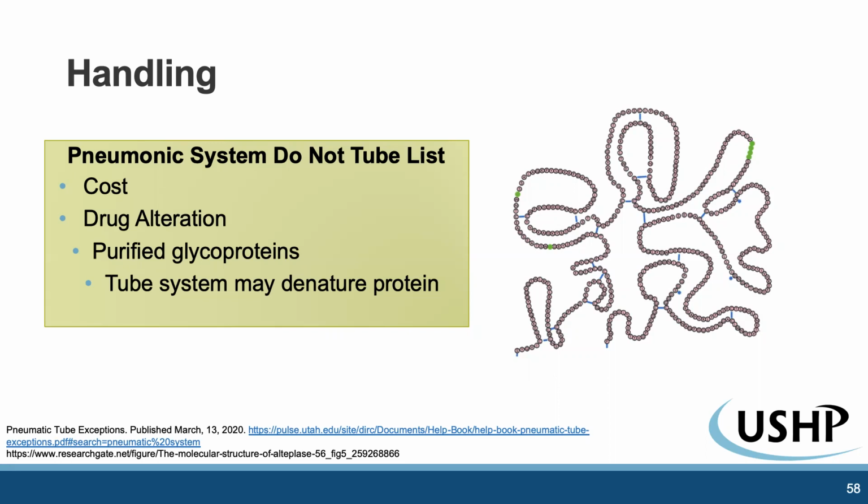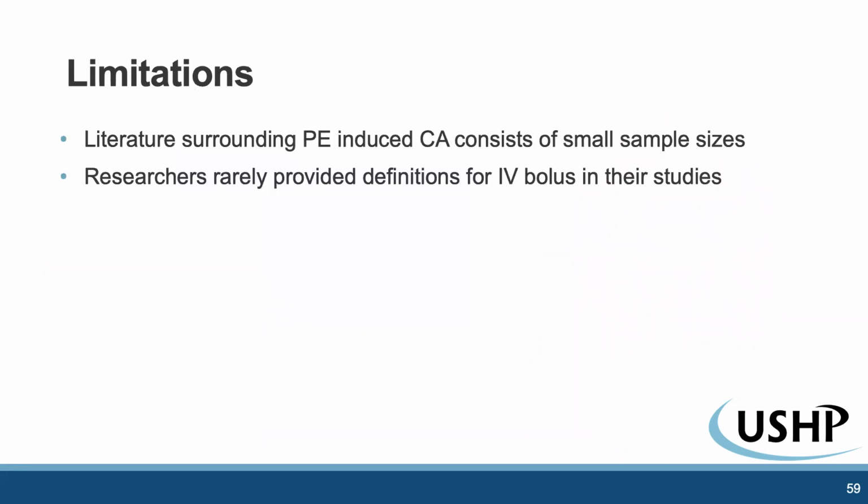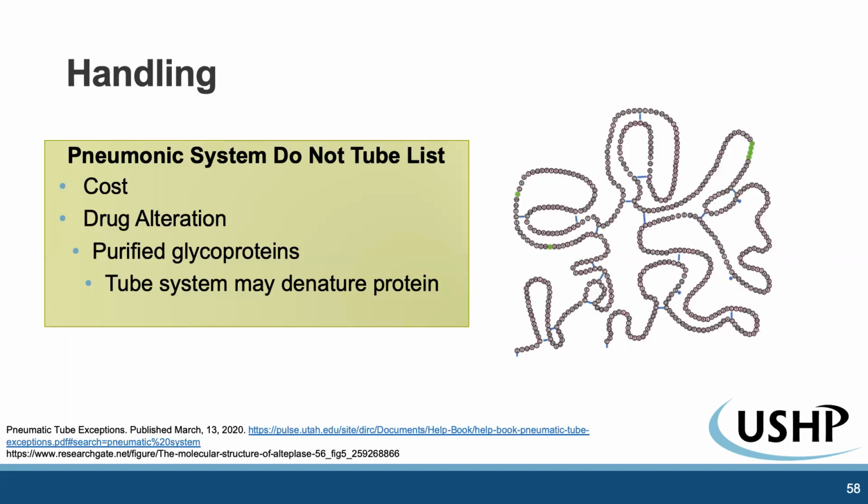And so fibrinolytics are purified glycoproteins. And so anytime you have a glycoprotein, or rather a medication that has this very large protein structure, it is a medication that should not be tubed, because you can actually denature this protein in the tube system. And so in summary here, you do not want to tube the medication due to A, cost, as well as B, the drug alteration, because of the size of the protein.